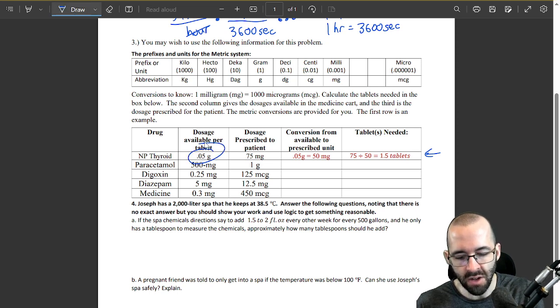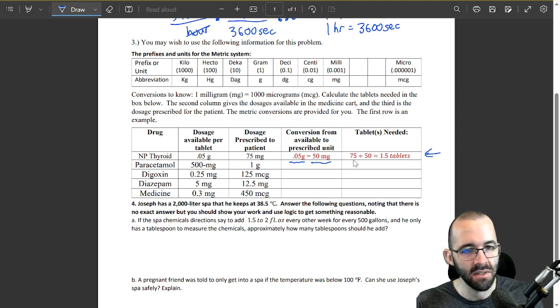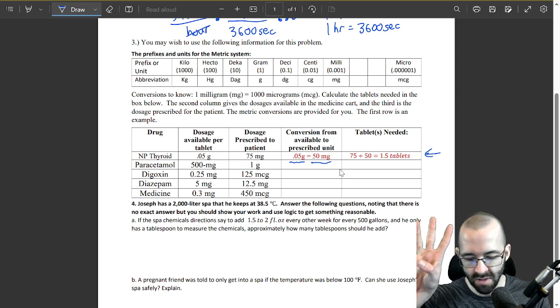They're converting the dosage available to the units that's prescribed. It doesn't matter which way you convert. You're going to have to convert one to the other, though. And so they said, okay, well, this is what was available. How can we convert that to the right units? Well, 5/100ths of a gram is going to be 50 thousandths of a gram. 50 milligrams. Gram to milligram, move the decimal place 3 times. 1, 2, 3, like so.